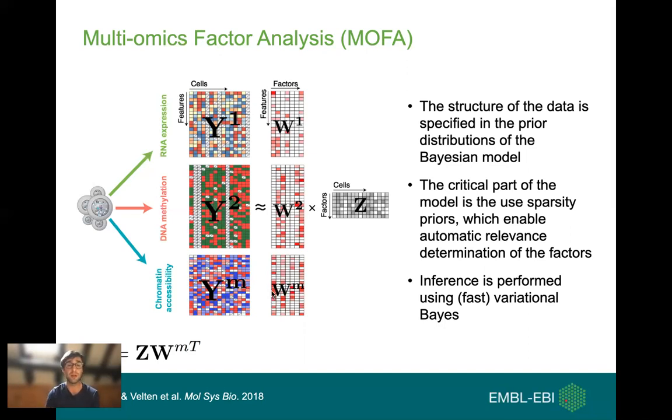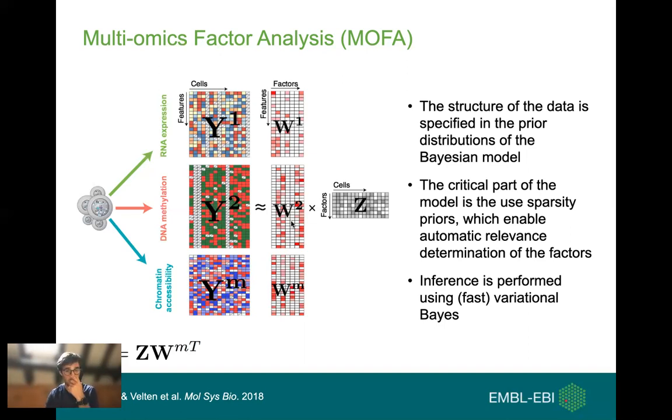But you can see another factor, for example factor 5, which is not active in the RNA expression data. It's again not active on the DNA methylation data, but it is active on the chromatin accessibility data. So this is capturing some signal which is unique to chromatin accessibility. And all the zeros you see here are achieved by the use of sparsity assumptions, which is not something that NMF or PCA have in their model, and it really helps when it comes to the interpretation of the model output.